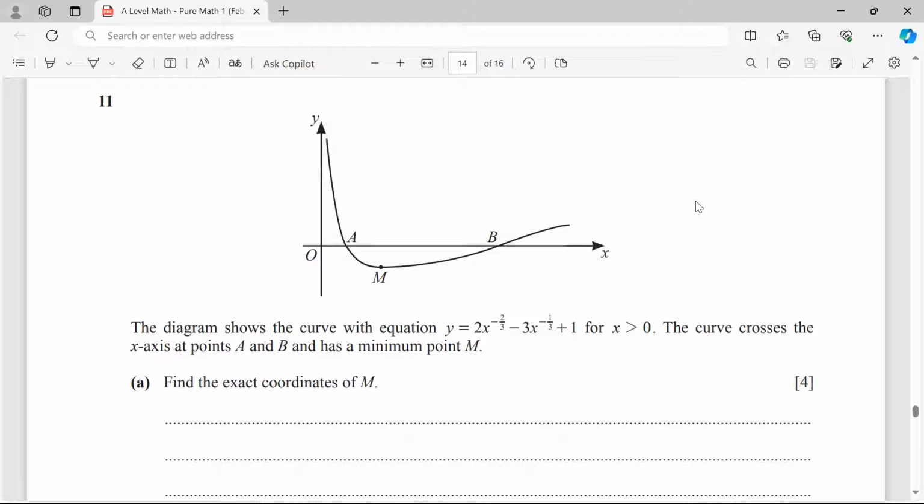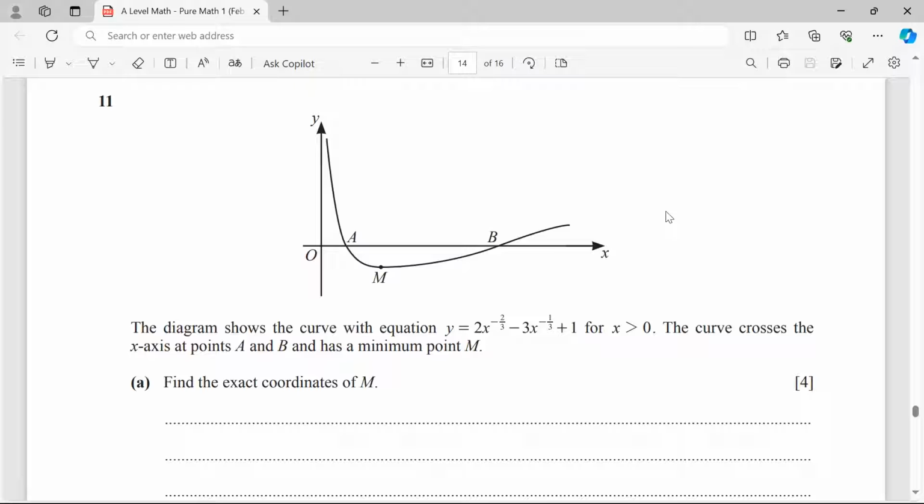In this video, we are going to continue our discussion on Cambridge International AS and A-Level Mathematics, Paper 1, Pure Mathematics 1. So this will be the last number on this paper, question number 11.